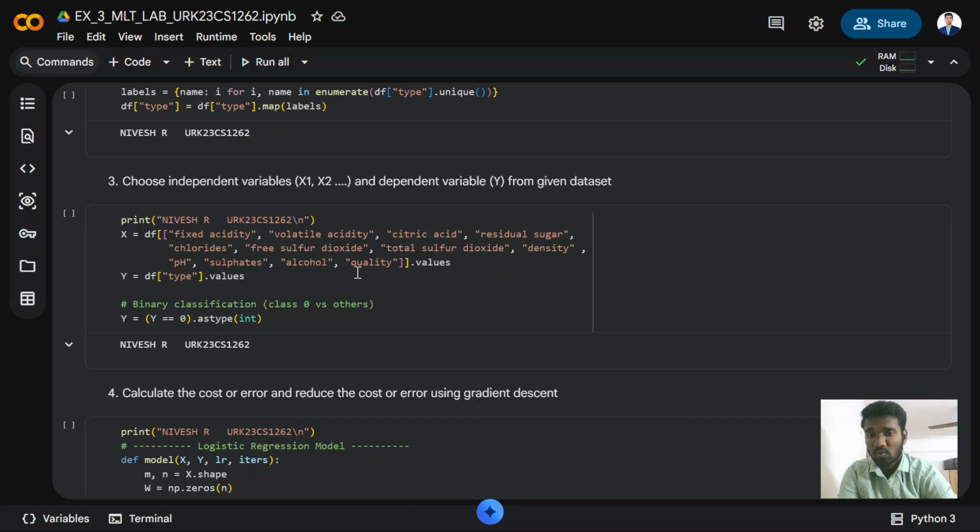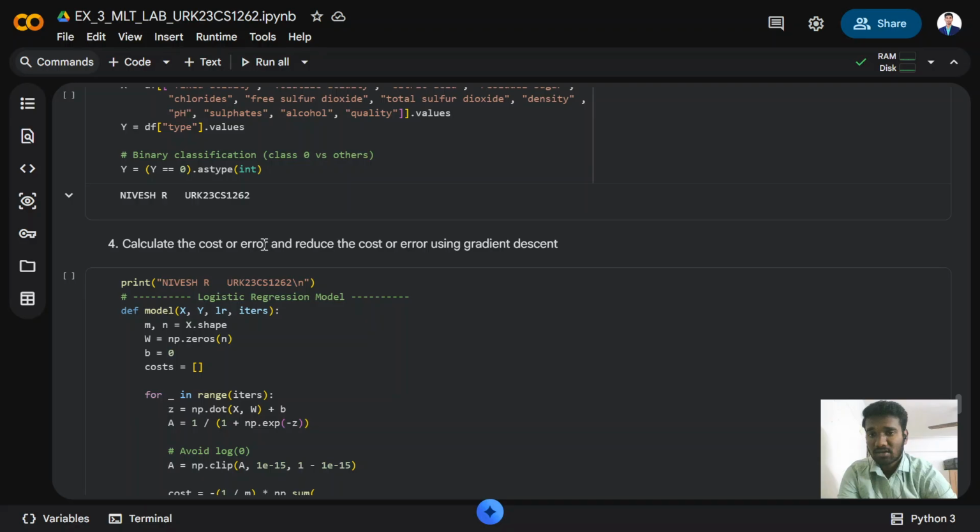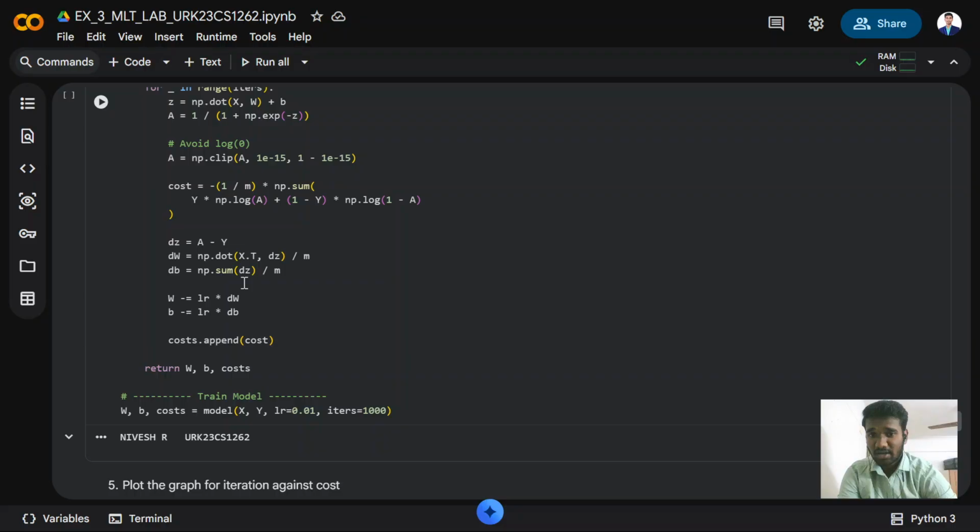Then we are calculating the cost or error, and reduce the cost or error using gradient descent. This cell defines the logistic regression model. First, we are initializing the weight, then we are calculating the prediction using sigmoid function, then we are computing the cost, update weight using gradient descent, repeat for several iterations. The goal is to minimize the prediction error. Then we are plotting the cost and iterations.